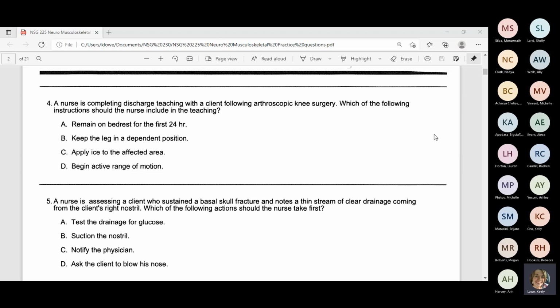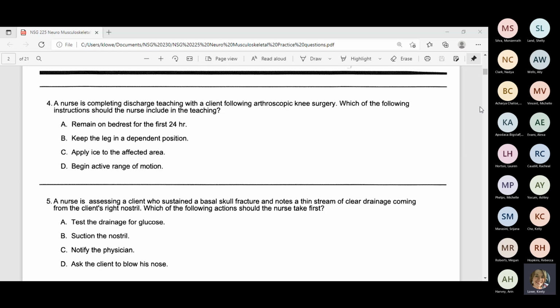A nurse is completing discharge teaching with a client following an arthroscopic knee surgery. Which of the following instructions should the nurse include in the teaching? Okay. So we have to think about arthroscopic knee surgery. Okay. What does arthroscopic mean? Joint replacement. Yeah, so we're talking about the joint. Okay. So which instruction would we need to give a patient?